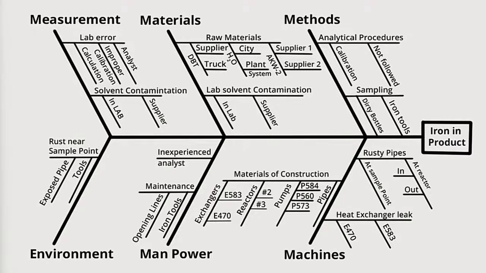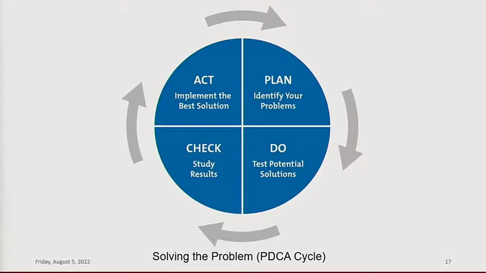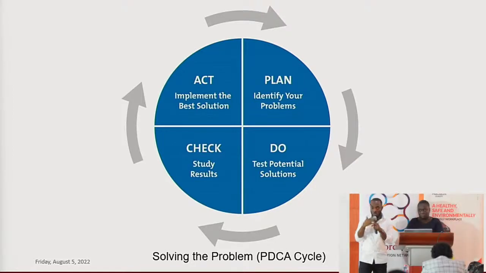And then you narrow it down to a particular problem, and then you apply the PDCA cycle, which is to plan and identify your problems, which is what we've done in our fishbone diagram. Then you move on to doing, testing the potential solutions, because you don't know which will work for now. Then you do your checks. The checks basically is to collect data from the solutions that you've implemented.